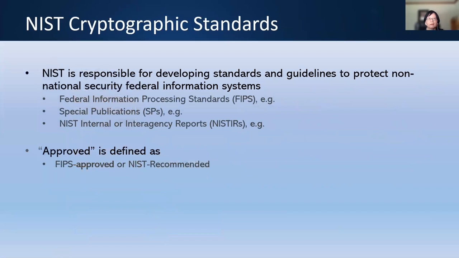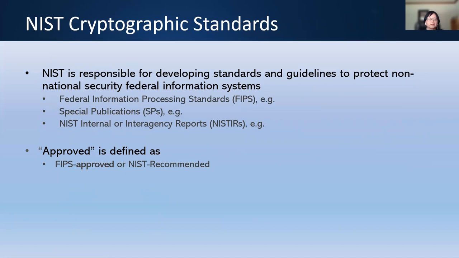Then let's come back to the NIST cryptographic standards. NIST developed these cryptographic standards for non-national security federal information systems. The publications have three different formats. The first one is Federal Information Processing Standards. For example, we mentioned DES, and AES is also specified in FIPS. The second is Special Publications, like the recommendation for key establishment and the recommendation for key derivation functions. The third category is NIST internal or interagency reports. We call it a NISTIR. Most NISTIRs are about technology reports and NIST research reports.